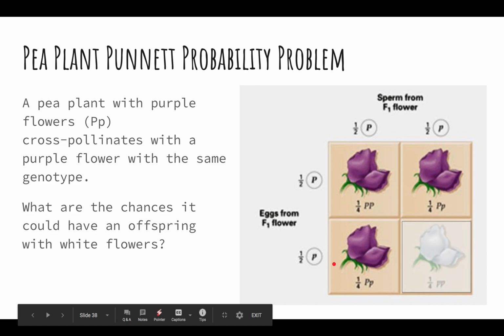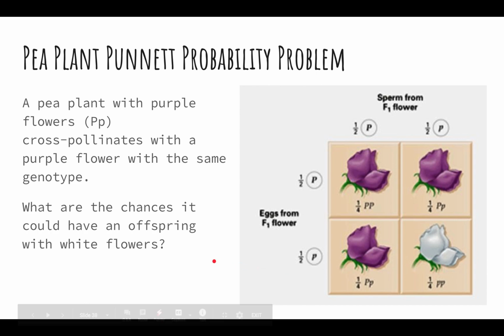And you guessed it, there's a 25% chance that it would be homozygous recessive white flowers. So that's the basics of what is a Punnett square.